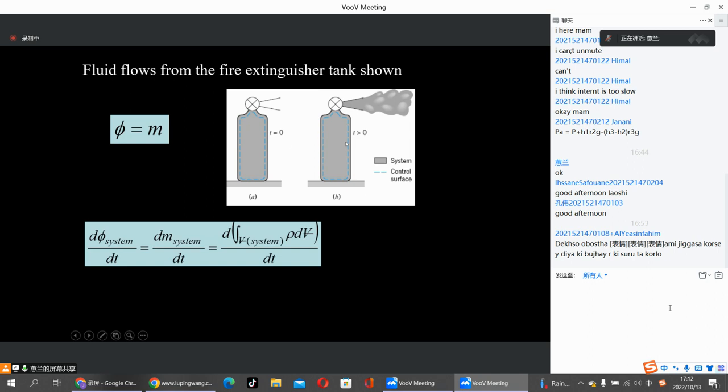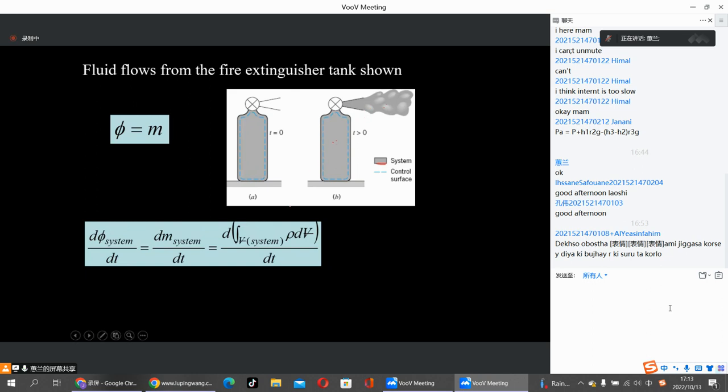But if you have used the fire extinguisher, when t is not zero, some of the fluid will go out of the extinguisher. For the system, we mean the collection of fluid particles: some still stay inside the tank, but some are out of the tank. That's why here we use green to indicate the system. So for the system, some is inside the tank, some is out of the tank. The boundary of the system, the shape and the size, both change, right?